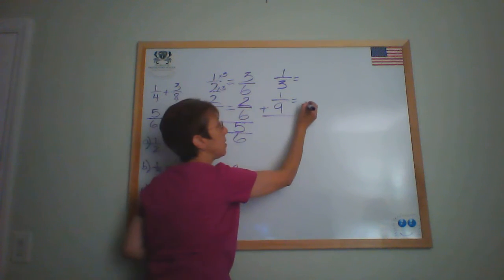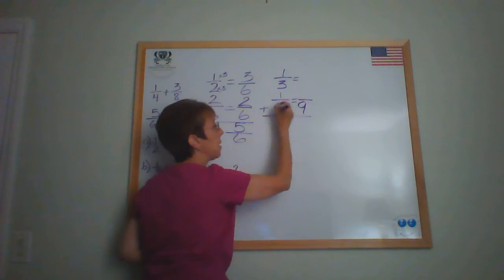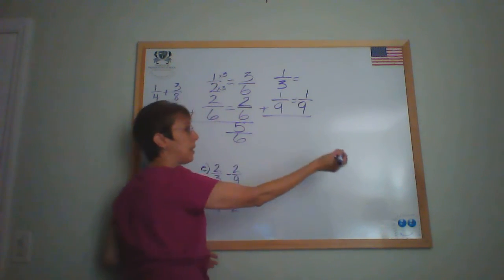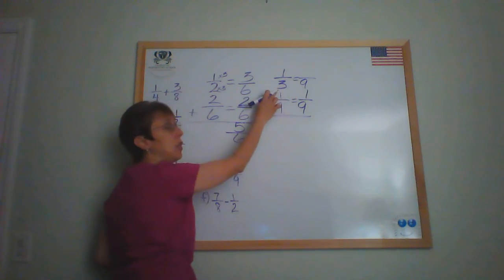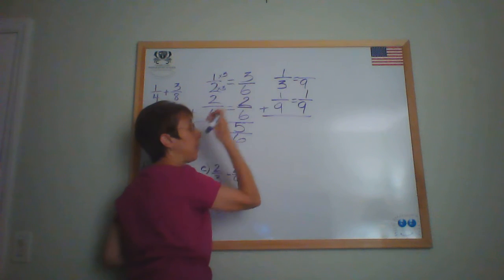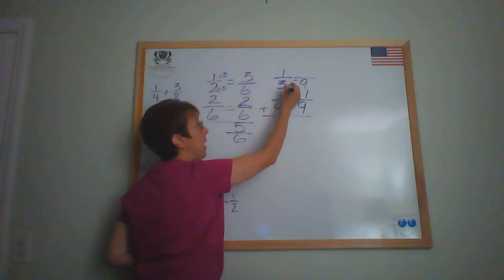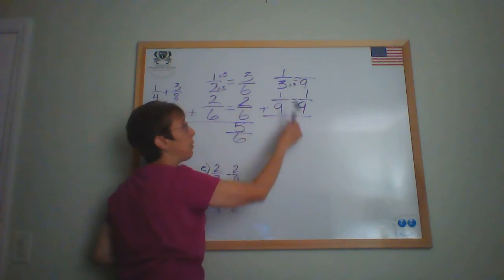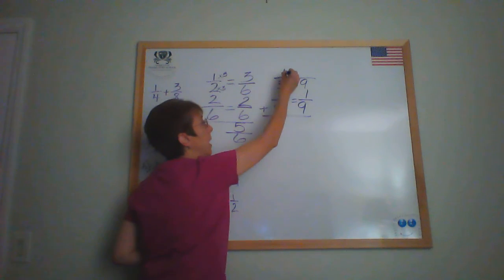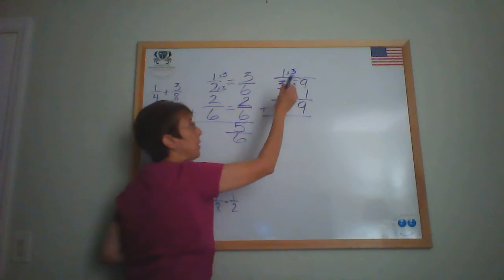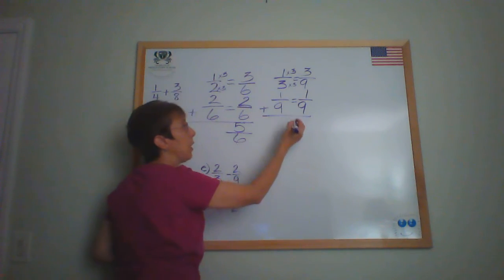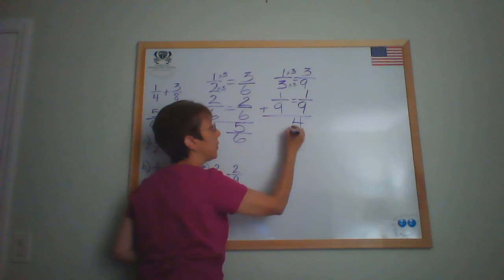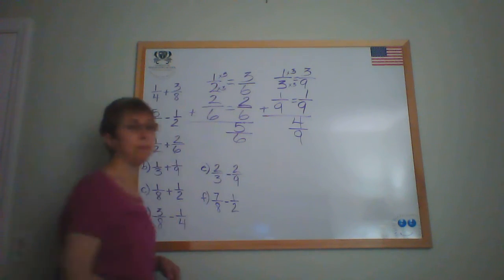So you're going to keep your ninths. So 1/9 is going to just stay the same. 1/9 equals 1/9, and you're going to change your third into ninths. What do you do to 3 to get 9? You multiply by 3. 3 times 3 equals 9, and then do the same thing to the numerator. 1 times 3 equals 3. So now you have 3/9 plus 1/9 equals 4/9.